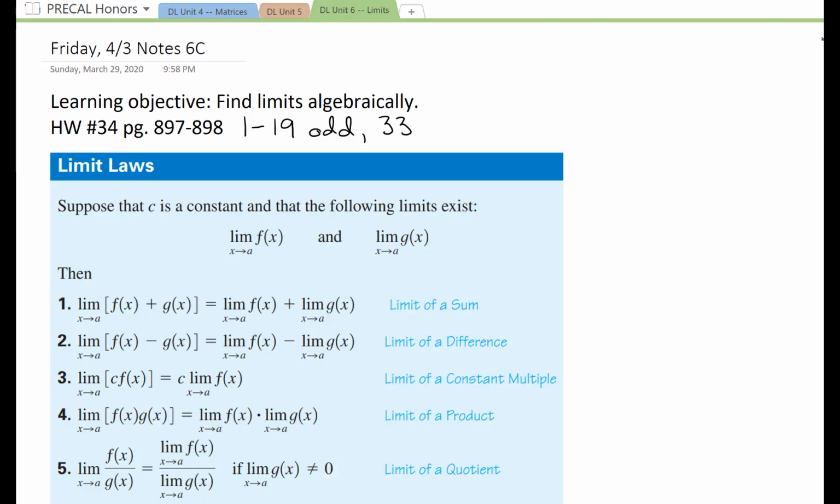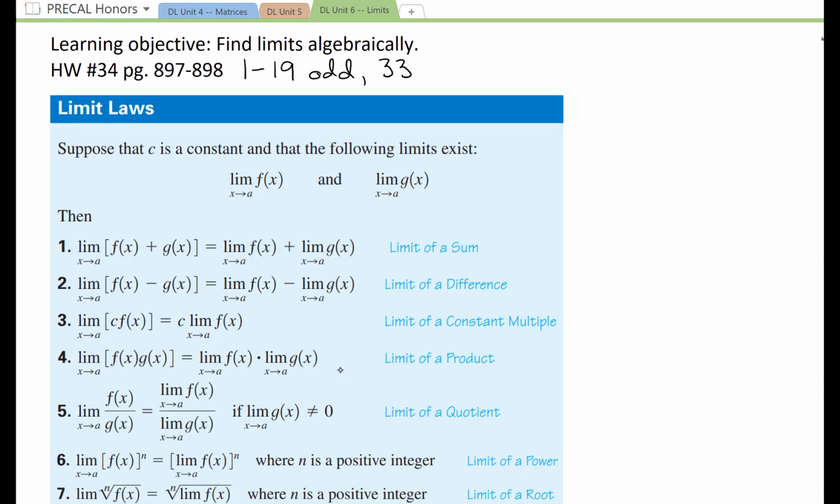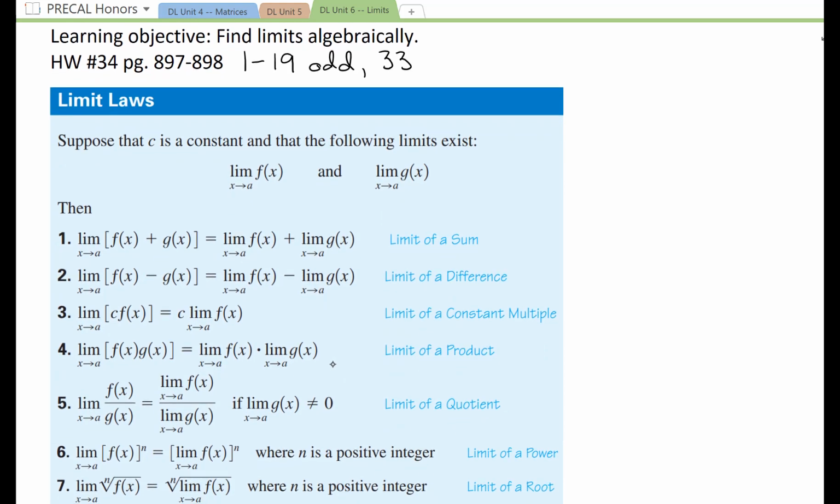Today we'll be looking at working with limits algebraically. Previously we've been using tables and graphs. Here are some specific limit laws that are very helpful and pretty intuitive. For example, the limit as x approaches a of the sum of two functions, you can separate and say the limit of the first function plus the limit of the second function.